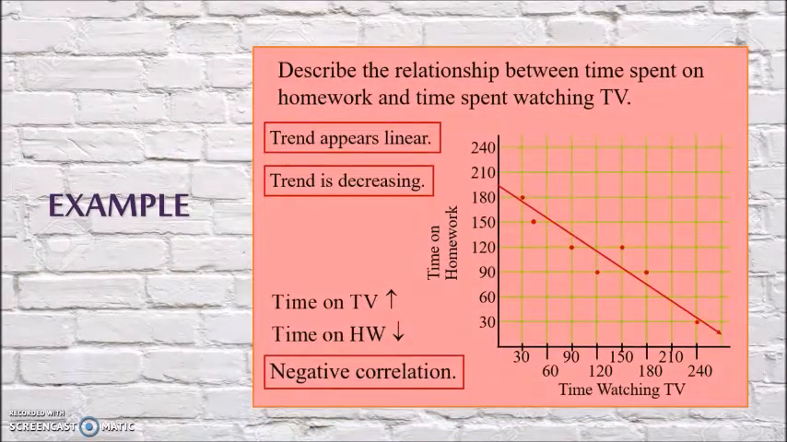Here is an example. Describe the relationship between time spent on homework and time spent watching TV. As you can see on the graph, there is a linear trend and it is decreasing. Therefore, time spent on homework and time spent watching TV have a negative correlation.